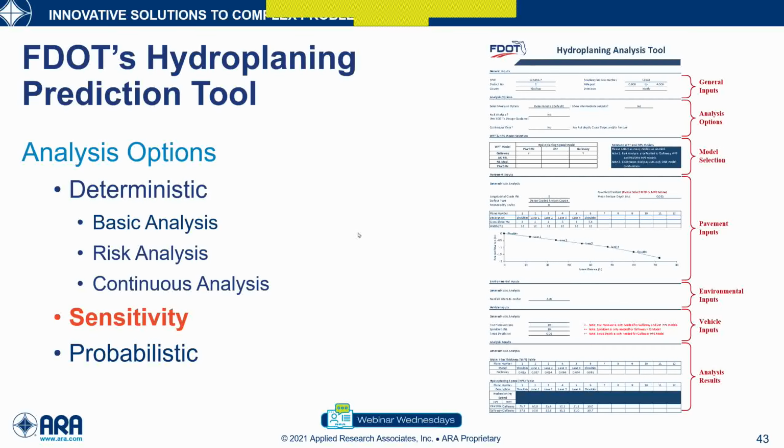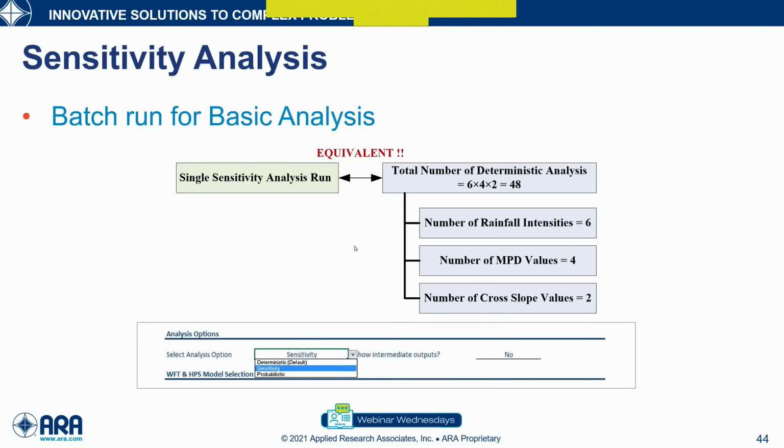Okay, so we saw all the deterministic analysis options. Now it's time to go over the sensitivity analysis option. And the sensitivity analysis option allows you to simulate a variety of conditions. This may be useful during the pavement design phase. And in this option, you may vary one or more of the inputs, such as the rainfall intensity, the temperature, the crossflow, tire pressure, any of those variables at any desired intervals.